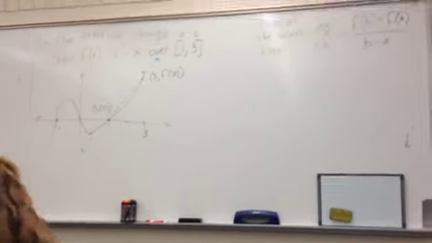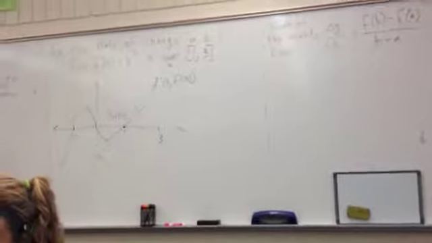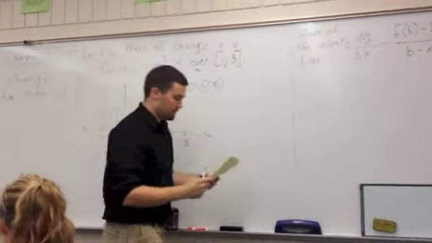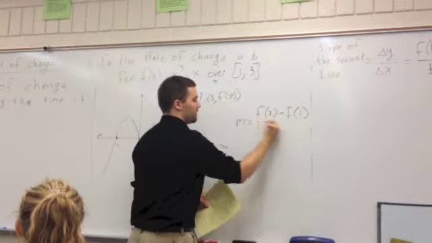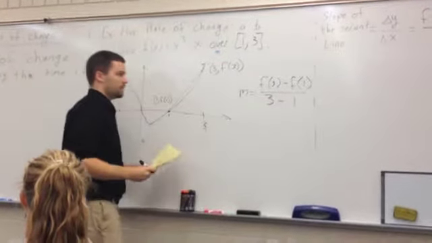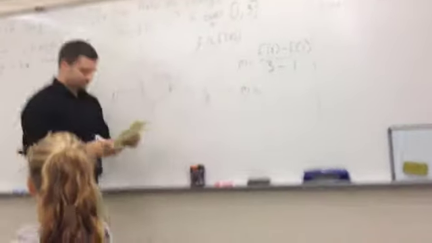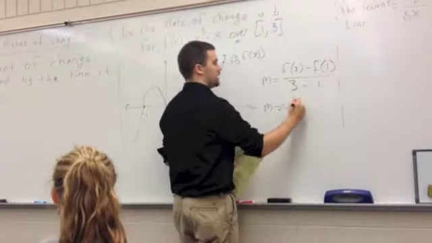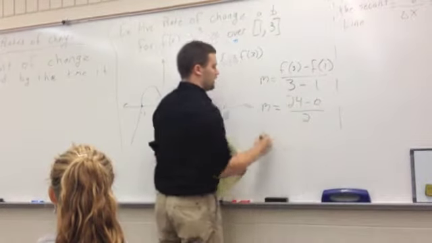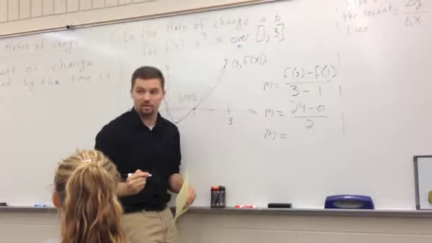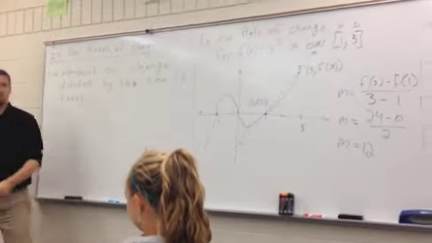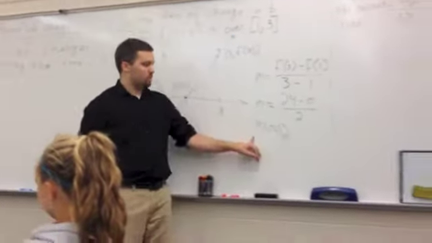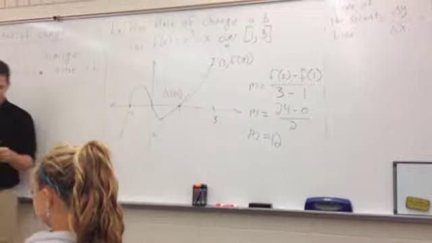If I want to find the slope of the secant line, or the average rate of change of the function over that interval, I'm just going to plug it into my formula here. So the slope is going to be f of 3 minus f of 1 divided by 3 minus 1. And so I end up with a slope of 24 minus 0 on top, divided by 2, and that's just a slope of 12, they said. 12. So the average rate of change of that function over the interval from 1 to 3 is just 12. Questions on the average rates of change?